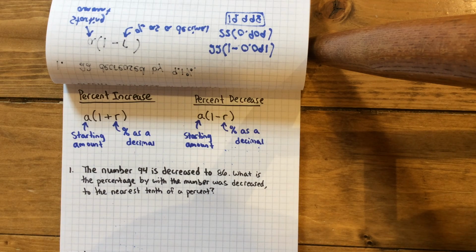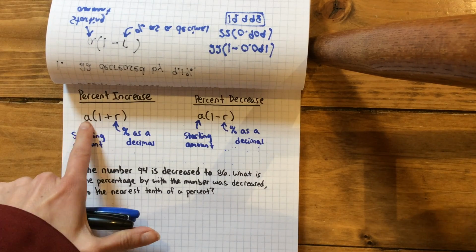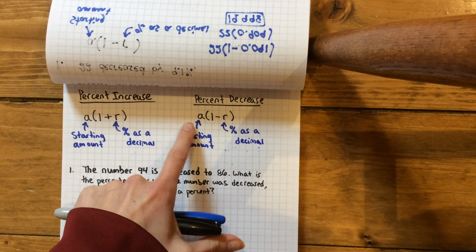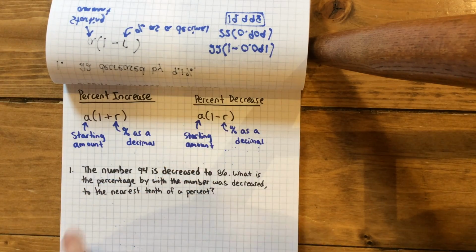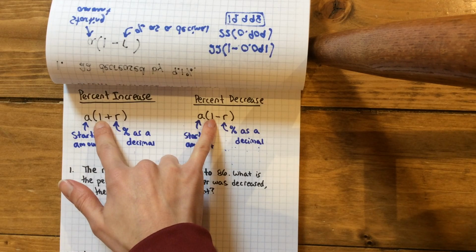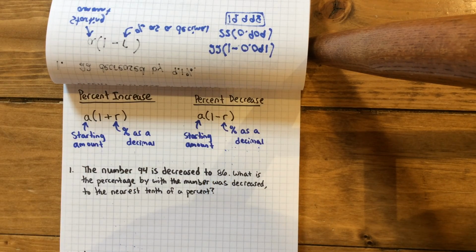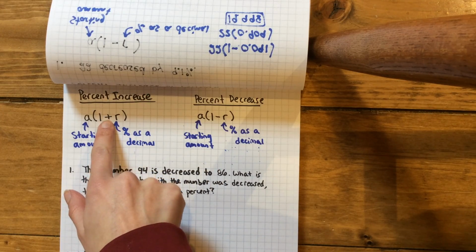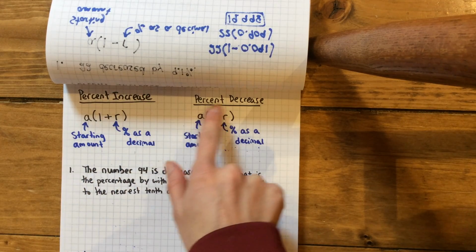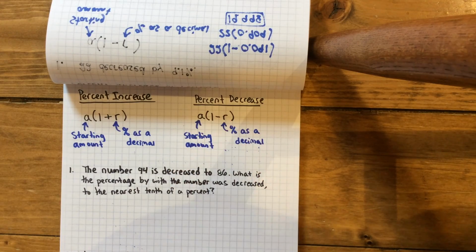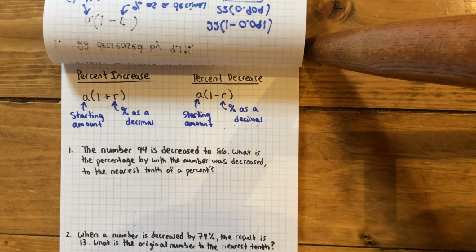When solving problems with percent of increase or percent of decrease, we're going to use one of these two formulas. In each of the formulas, A represents the starting amount, and that's multiplied by 1, which is 100% in decimal form. And then for percent of increase, we add the percentage as a decimal, or for percent of decrease, we subtract the percentage as a decimal. So our first example, the number 94 is decreased to 86.